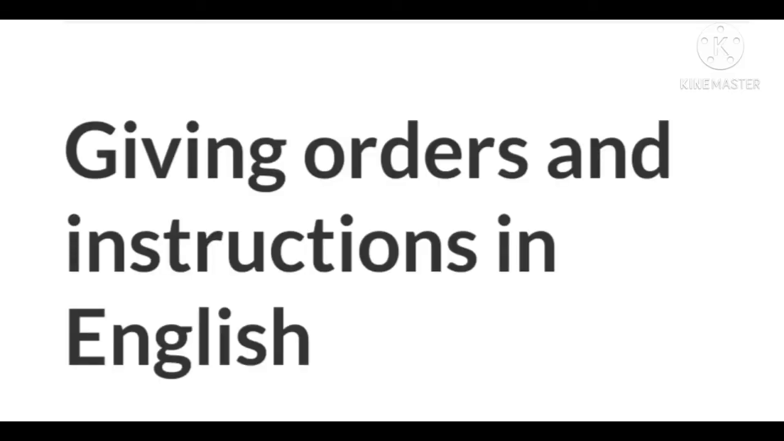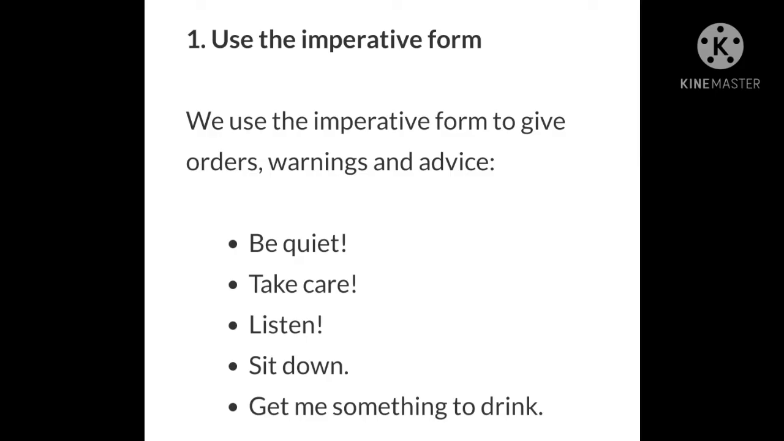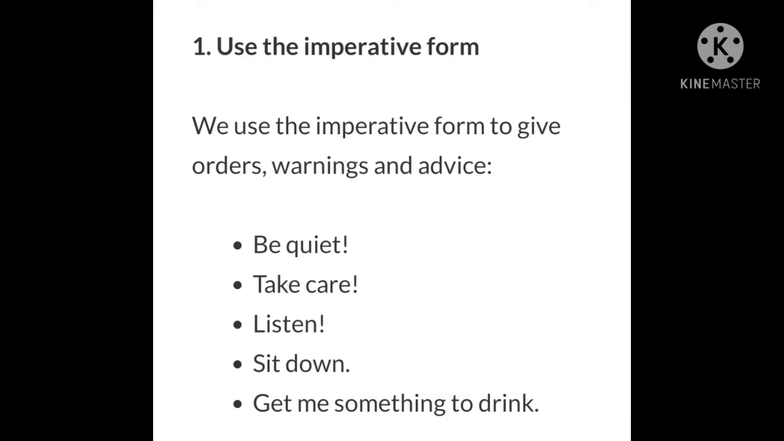Now, in a nutshell, let me brief out how to give instructions in English. The very first thing, use the imperative form. That is, we use the imperative form to give orders, warnings, and advice. That is, be quiet, take care, listen, sit down, get me something to drink. These are some of the examples of using the imperative form.